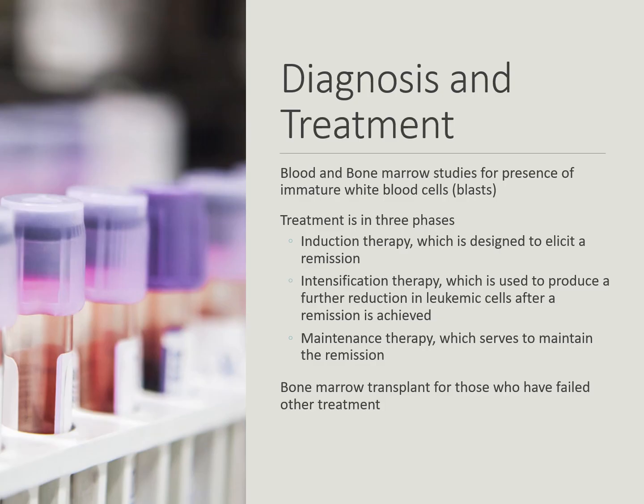Staging of these diseases could also include things like lumbar puncture, where we're looking for things like CNS involvement. Other diagnostic things we might use to look for staging and involvement are things like CT imaging of the chest, abdomen, and pelvis to look for additional sites of disease. If the three-phased treatment to get us into remission is not successful, bone marrow transplant can be used for those who failed other types of treatments.